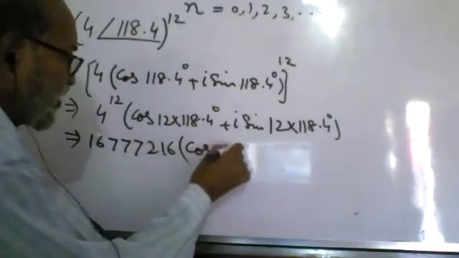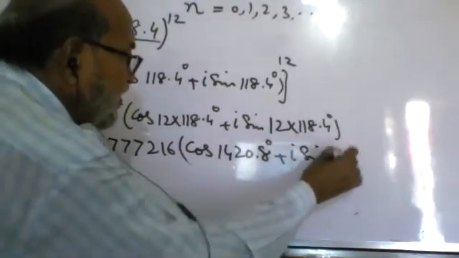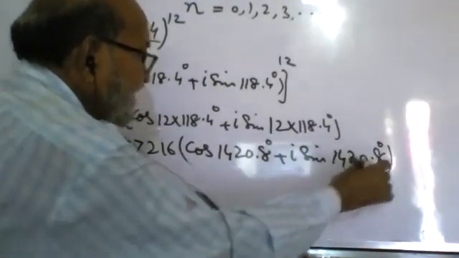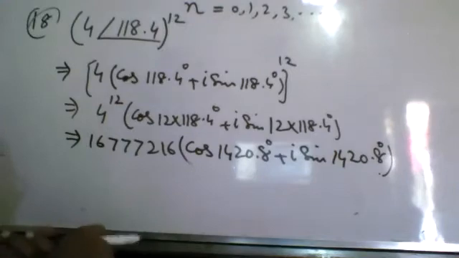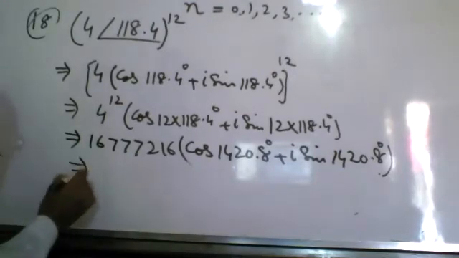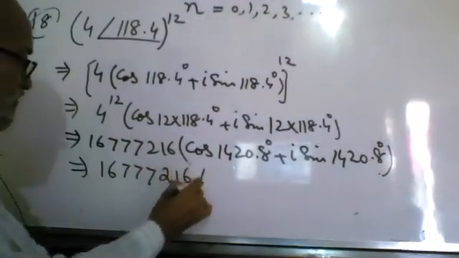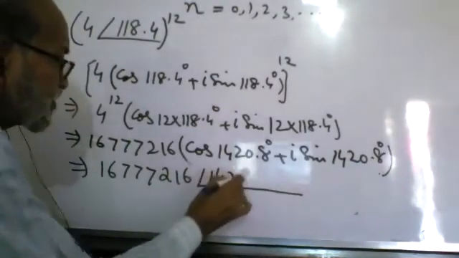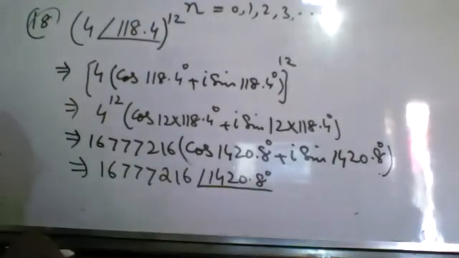Cos 1420.8 degree plus iota sine 1420.8 degree. This is the answer in polar form, because we are asked to write the answer in polar form. Or in short, we can write 16777 angle 1420.8 degree. Understood, all of you?